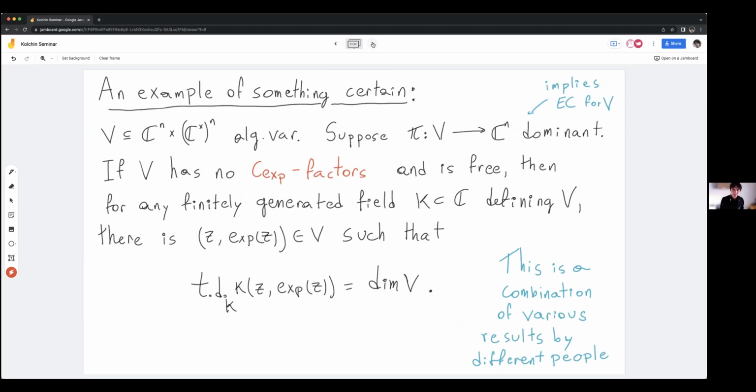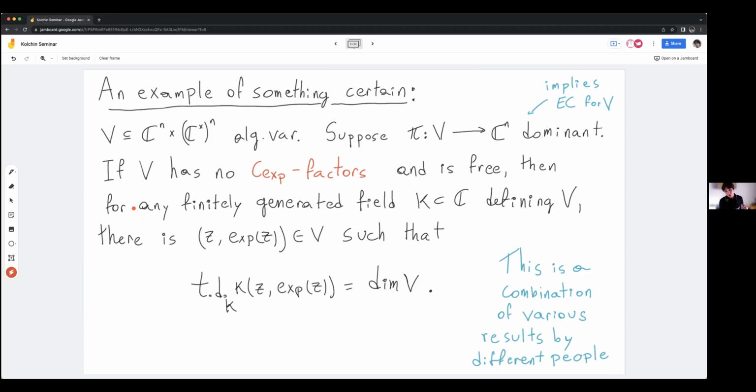Suppose that you have a variety with a dominant projection to the first factor. So this is a stronger condition than rotundity. This ensures that the variety has points in the graph of exponentiation, as it turns out. That's not obvious. It requires a proof.